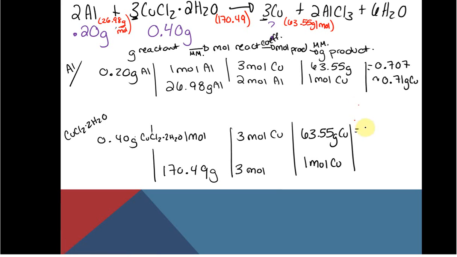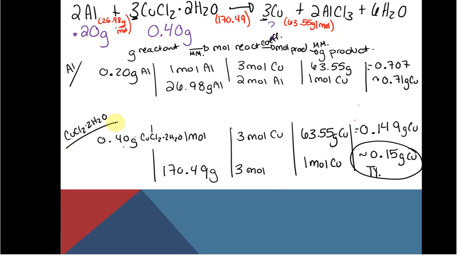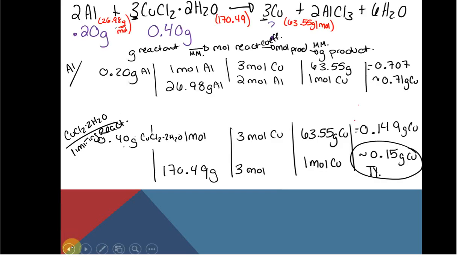And here we get 0.149 and some change grams of copper. 2 sig figs, so we really only need 2, so it's going to be about 0.15 grams of copper. And that's how much copper solid we could make if we used all of the copper 2 chloride. Now, of the two, it doesn't matter that we have enough aluminum to make 0.7 grams. We only have enough copper to make 0.15 grams. So this is our theoretical yield, and copper 2 chloride is our limiting reactant.